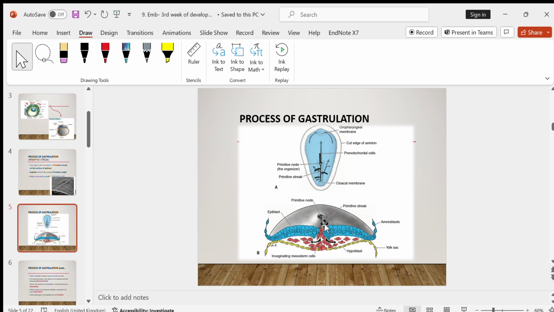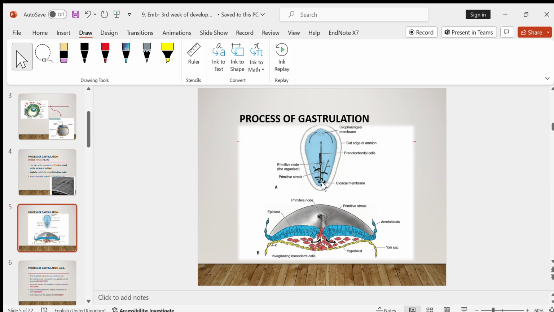Now, a few cells come to lie, they displace the hypoblast, this yellow layer, and they are now called the endoderm. A few cells penetrate between the epiblast and the hypoblast, and this is called the mesoderm layer. And the remaining cells of the epiblast will form the future ectoderm.